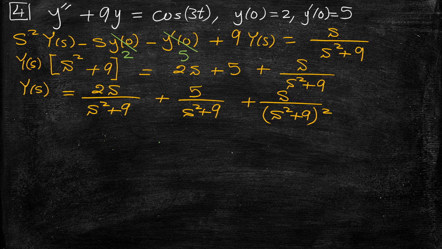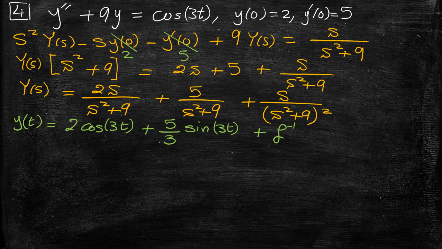We need to get Laplace inverse for each one, so y of t could be simply written as: the first term is 2 cosine 3t. The second term is 5, and this is the sine 3t, but it has to be 3 in the numerator, so I will divide by this 3. The other term discussed before, if we need to get Laplace inverse for this s over s squared plus 9, all squared, we had some few steps like this one.